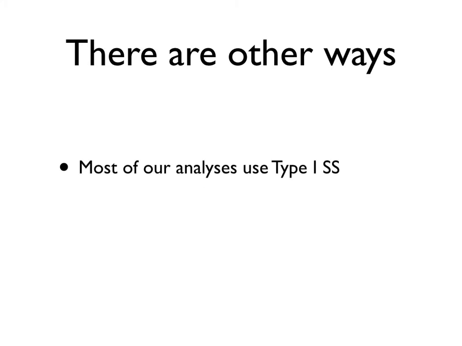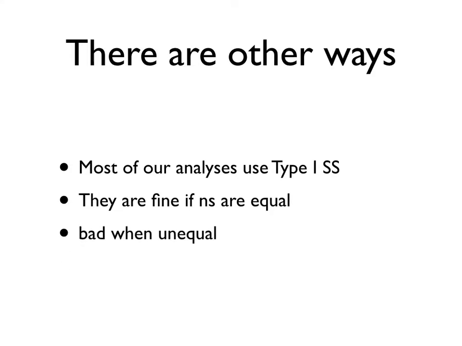Most of the analyses I've talked about in this course, when I've shown you the sums of squares, I've shown you what are called type 1 sums of squares. This should tell you there are other types, if there's a type 1. They're fine if the ns are equal. They're actually built for ns being equal. The reason the expected values work out the way they're supposed to, so we know what to divide by what, is because the ns are supposed to be equal. They don't work as well when ns are unequal. They work, but not as well as they should. They tend to make mistakes.